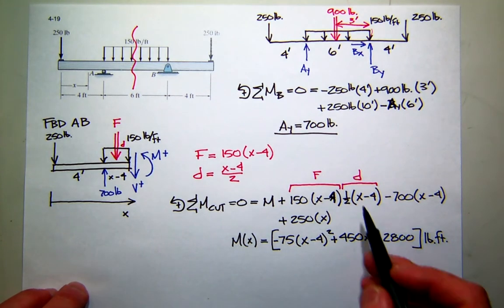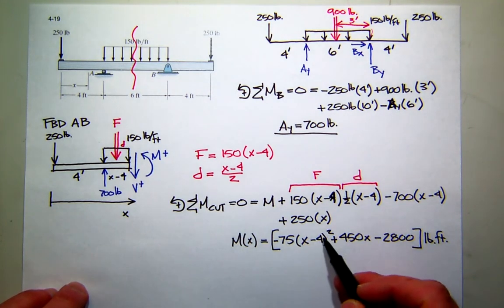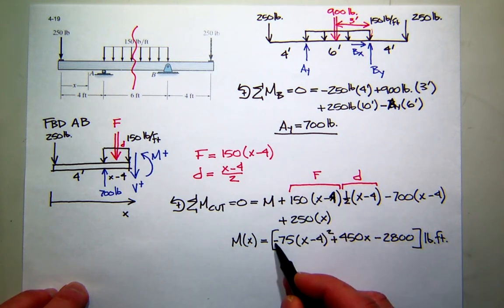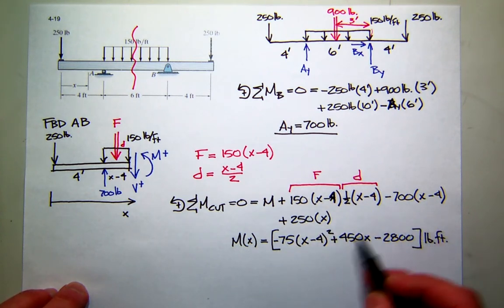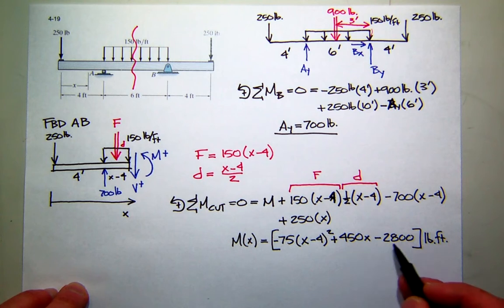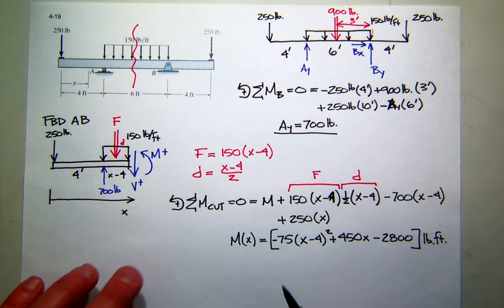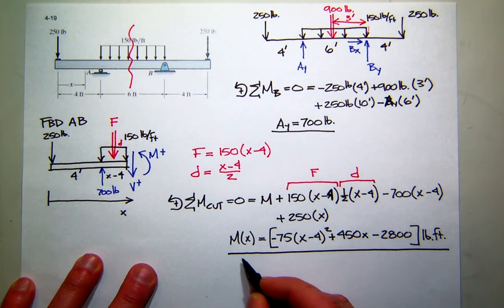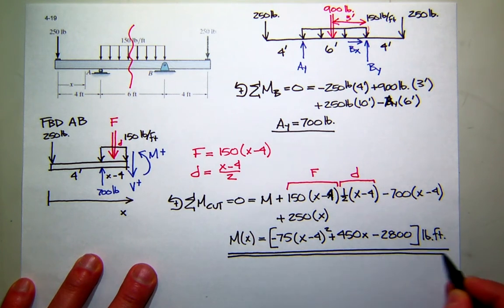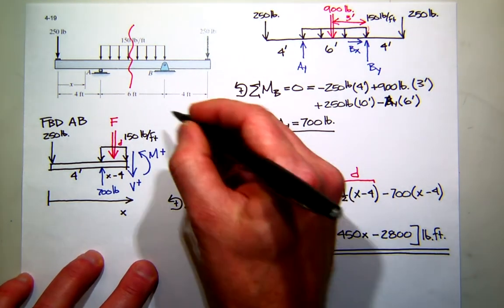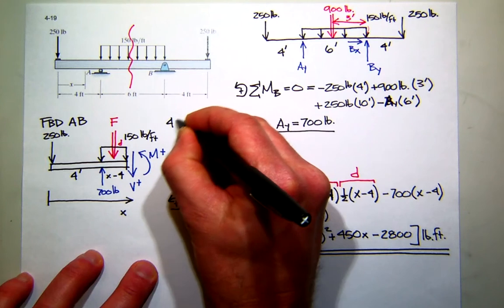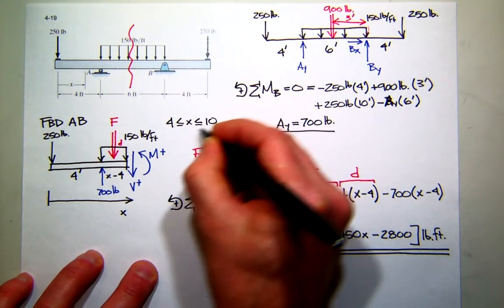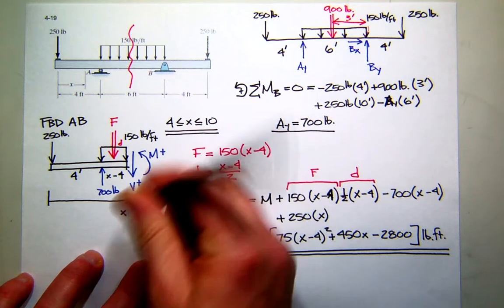So let's make sure I did that right. So 75, that's right. And that went to the other side of the equation, so I got a negative. And then I get a positive 450. Yeah, that looks okay to me. We can check it in a second. Now remember, this equation, and I forgot to write this down, this is only good from 4 to 10. Right? Just in this region.